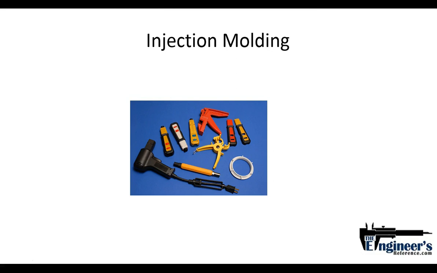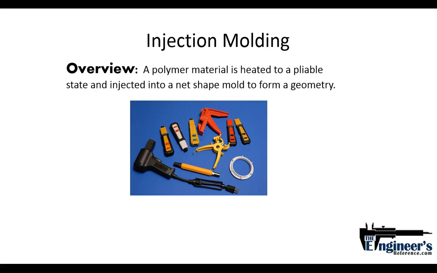Another process is injection molding. Now this is one that everybody's been touched by. If you've worked with or touched any kind of polymer, your toothbrush, most of the things in your kitchen, most of the components in the interior of your automobile, are injection molded. So a polymer material is heated until it's pliable, and then it's injection molded into a mold, much like in casting, to form your geometry.